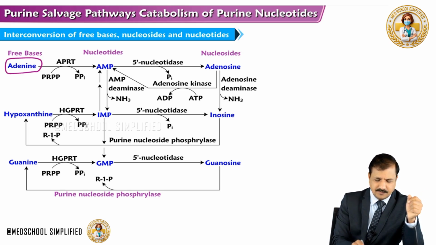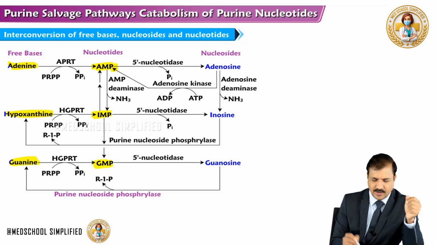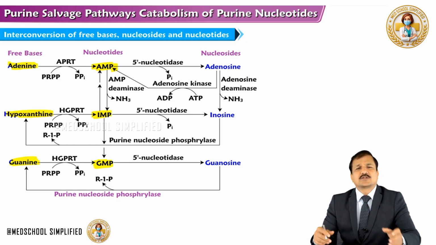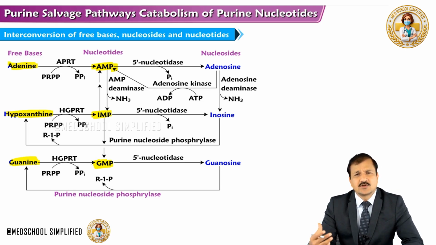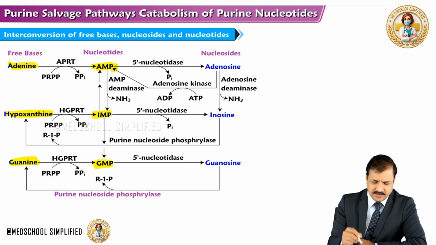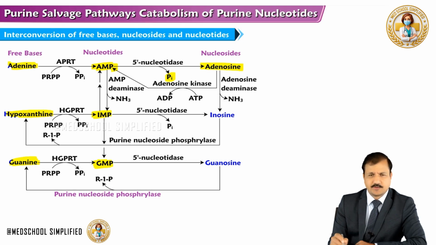Adenine conversion into adenosine monophosphate, hypoxanthine conversion into inosine monophosphate, and guanine conversion into guanosine monophosphate. Now let's see what happens to the AMP, IMP, GMP molecules when they undergo further degradation. How do these interconversions of free bases to nucleosides to nucleotides happen in our cells? So as you see here, AMP can go into adenosine formation whenever phosphate is removed.